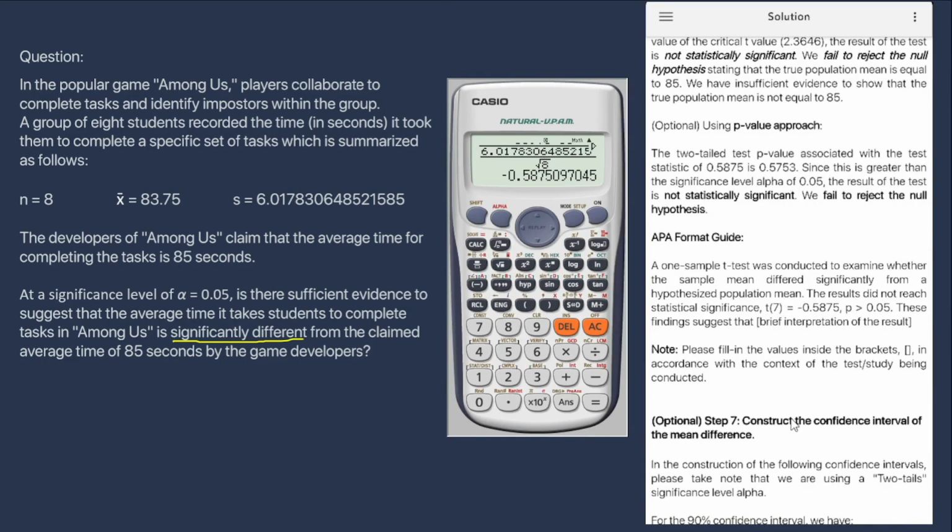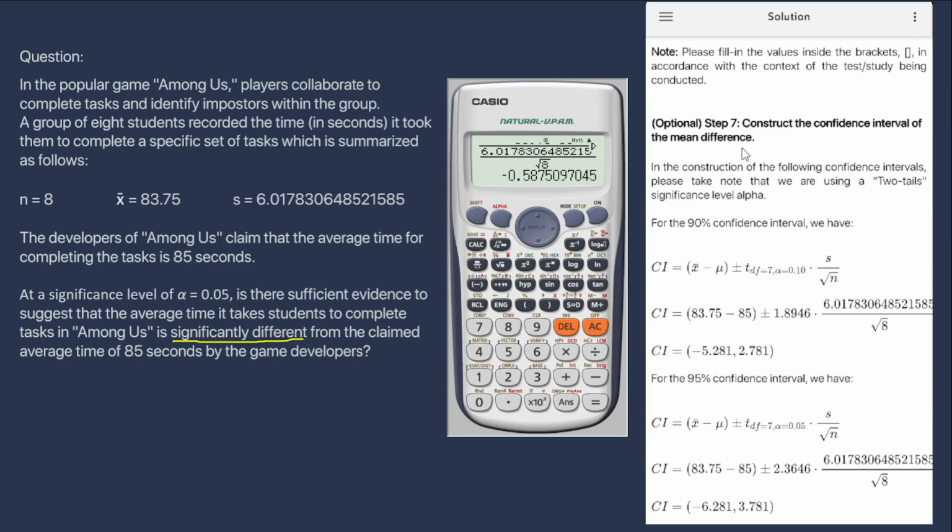In this case, we also included an APA format guide. A one-sample t-test was conducted to examine whether the sample mean differed significantly from a hypothesized population mean. The results did not reach statistical significance. t with 7 degrees of freedom is equal to negative 0.5875, where p is greater than 0.05. These findings suggest that there is sufficient evidence to support the developer's claim that the average time for completing tasks in Among Us is 85 seconds.